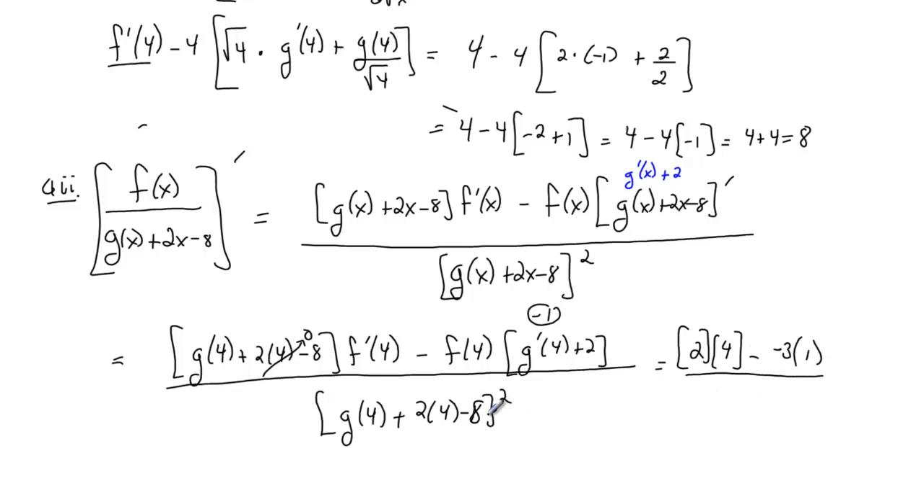This is all over g of 4. I think we said g of 4 is equal to 2. Plus 2 times 4 is 8. 8 minus 8 is 0, so this all goes to 0. So we're going to have 2 plus 0, quantity squared. 2 times 4 gives me a value of 8. Negative times a negative 3 gives you a value of positive 3. All over 2 squared, which is going to be a value of 4. 8 plus 3 is 11 all over 4. So our derivative at 4 is actually equal to 11/4.